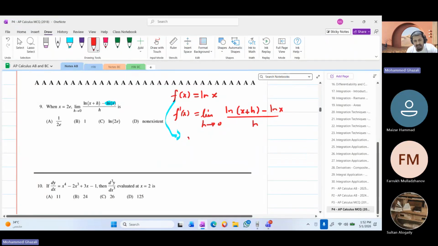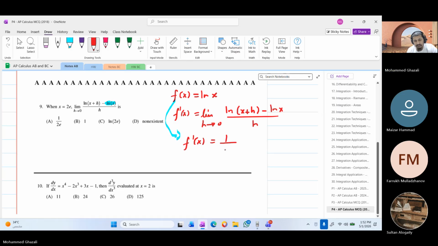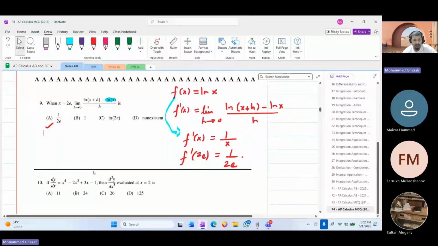So if you evaluate f prime x, you just get 1 over x. And now you're evaluating this limit at x equals 2e. So it's f prime of 2e, which is 1 over 2e. Are we good, guys? It's just easier, so yeah, simple. Remember, it's the first principles formula.